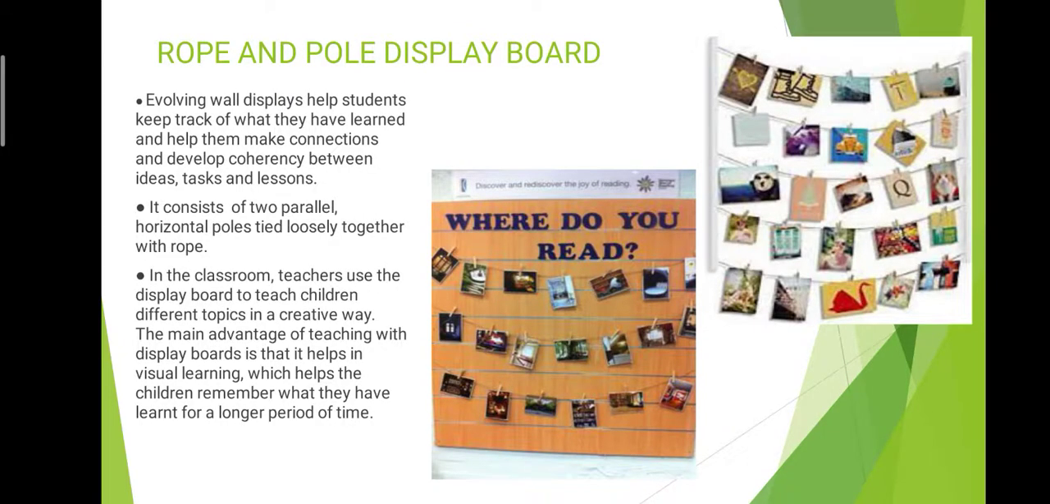Rope and pole display board. Evolving wall displays help students keep track of what they have learned and help them make connections and develop coherency between ideas, tasks, and lessons. It also consists of two parallel horizontal poles tied loosely together with rope. So rope and pole display uses rope, uses poles, and it must be displayed on a board.